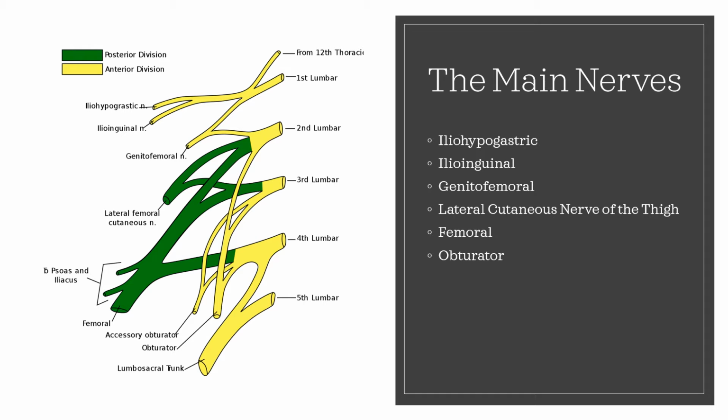Ilioinguinal is the second nerve off of the lumbar plexus, and it splits inferior to iliohypogastric. It contains the same spinal contributions as well, originating off of L1. It then passes underneath the inguinal ligament into the medial thigh compartment. It contains the same motor information as iliohypogastric, but differs in the type of sensory information that it carries.